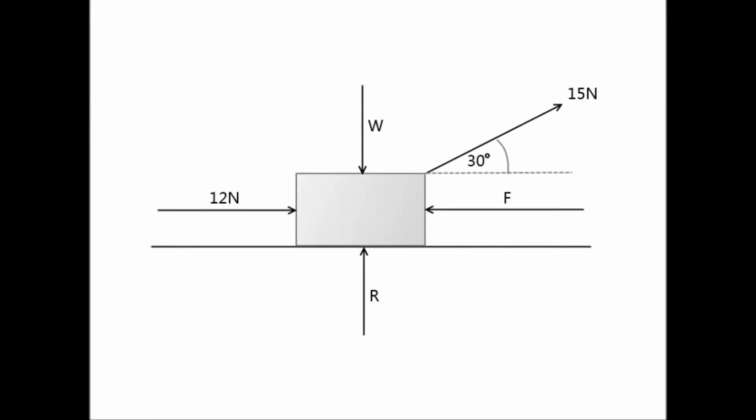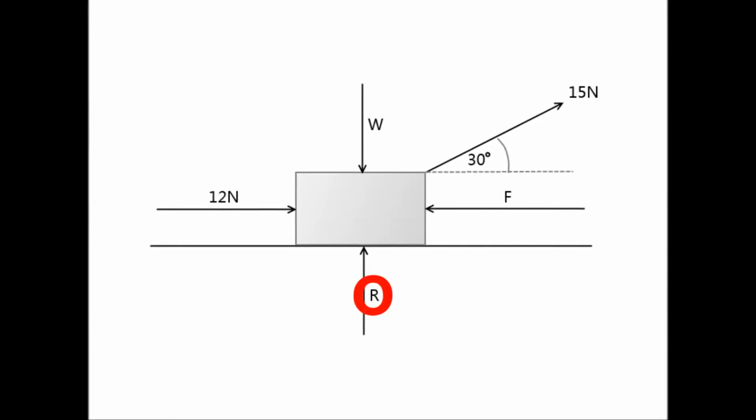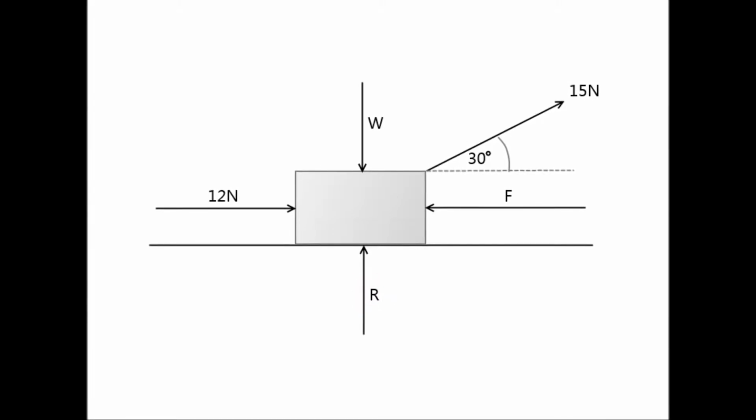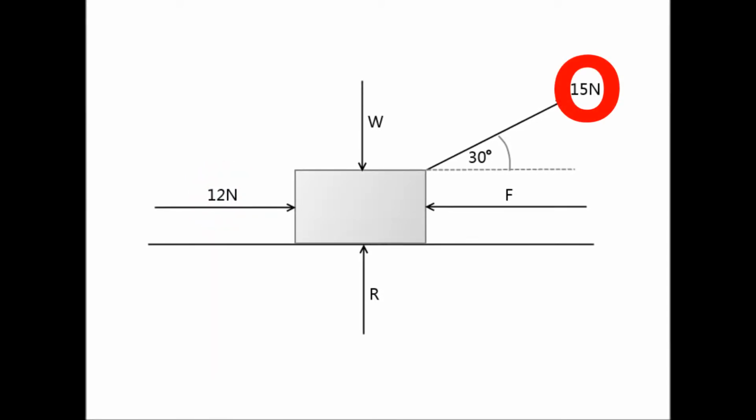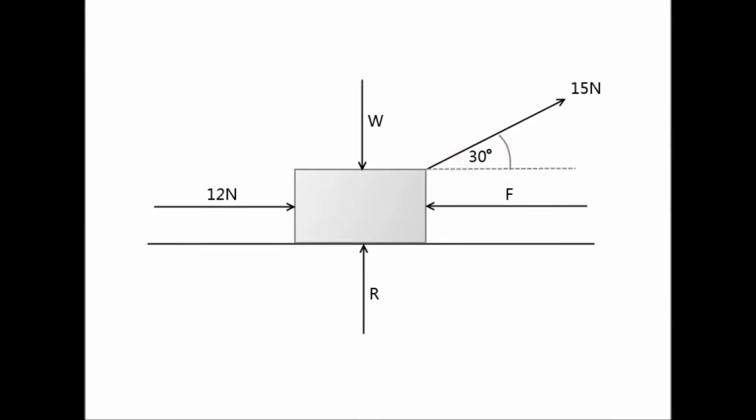Firstly, we have the weight of the box, which is an unknown value. So, the reaction to the weight is also an unknown value, acting in the opposite direction to the weight. Now, we also have this force of 12 newtons trying to push the box to the right, and a force of 15 newtons acting at an angle of 30 degrees to the horizontal, in the same sort of direction.